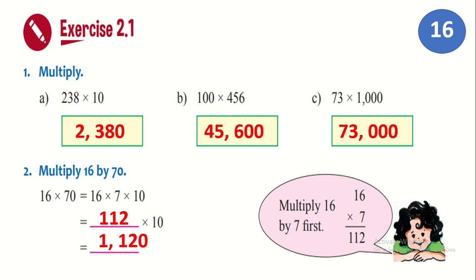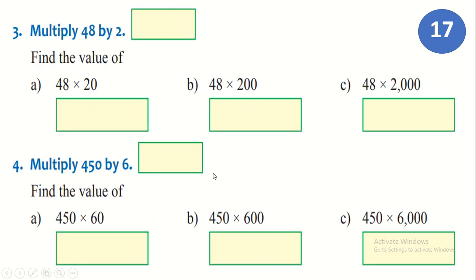Let's check your answer for number 1 and number 2. Now let's move to number 3 and number 4, on page 17 in the book. Multiply 48 by 2. 8 times 2 is 16, carry 1. 4 times 2 is 8, plus 1 is 9. So the answer is 96. Correct, students?